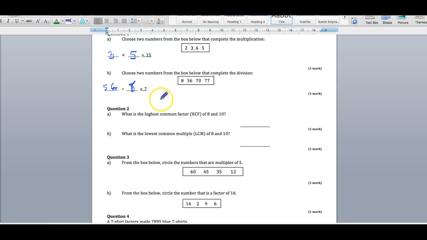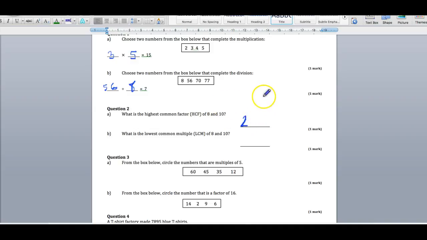All right, question 2, what is the highest common factor of 8 and 10? And then the next question is the lowest common multiple question. It was interesting to see a few students get the factor and the multiples mixed up. So remember, factors have to be smaller and multiples are bigger. So 8 and 10, the highest common factor is 2.